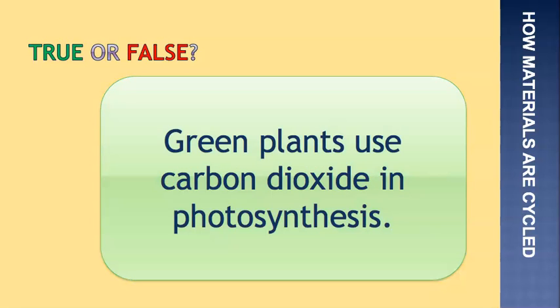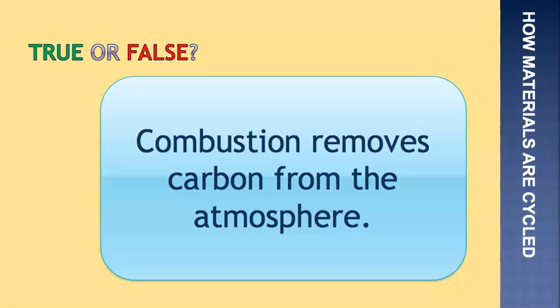Okay, that is true. Green plants do use carbon dioxide in photosynthesis, so make sure you mark these as we go through. Next one, combustion removes carbon from the atmosphere. Is that true or false? Okay, that is false. Combustion does not remove carbon from the atmosphere. The burning of fossil fuels actually puts carbon dioxide back into the atmosphere.